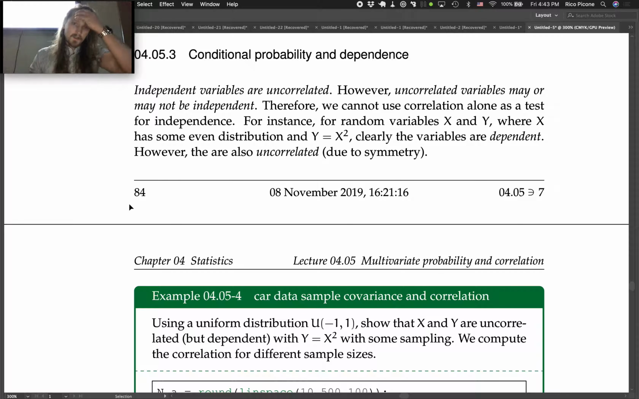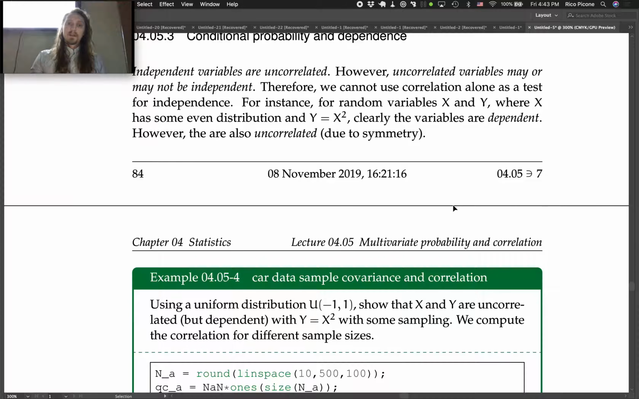So conditional probability and dependence. Independent variables are uncorrelated. However, uncorrelated variables may or may not be independent. Therefore, we cannot use correlation alone as a test for independence. For instance, for random variables x and y, where x has some even distribution and y is the square of x, clearly the variables are dependent, because one literally depends on the other. However, they are also uncorrelated due to symmetry.